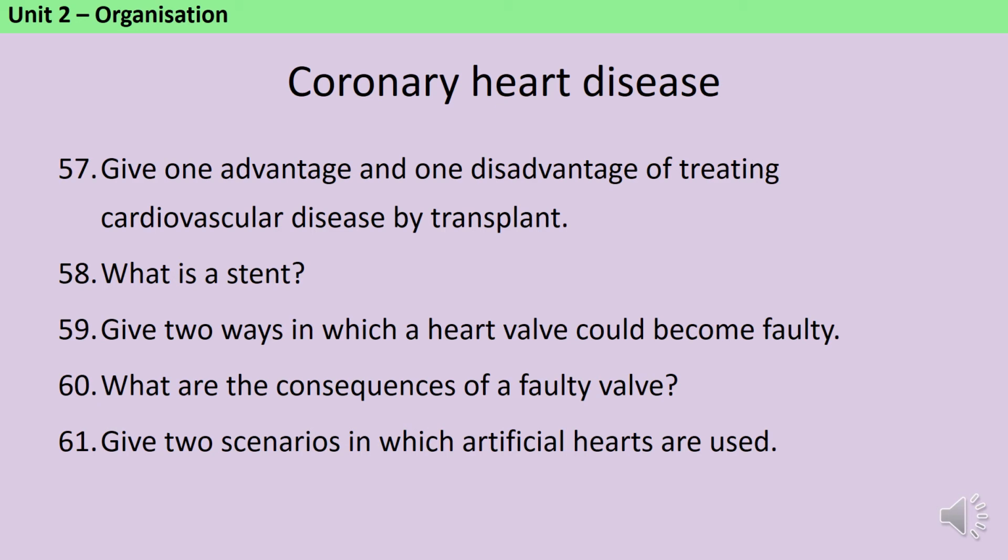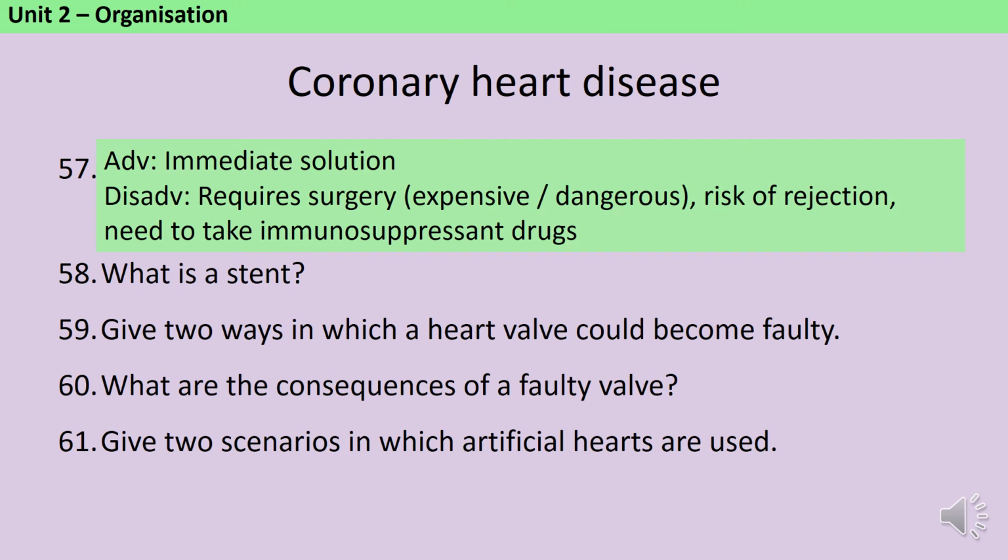But again, it requires surgery, which is expensive and dangerous, and there's a risk of rejection if the organ is not closely enough aligned with the person who's receiving it, and also the person who's receiving it is going to need to take immunosuppressant drugs for the rest of their life, and this means that they're more susceptible to catching other illnesses. A stent is a wire cage that's placed into an artery in order to keep it open.